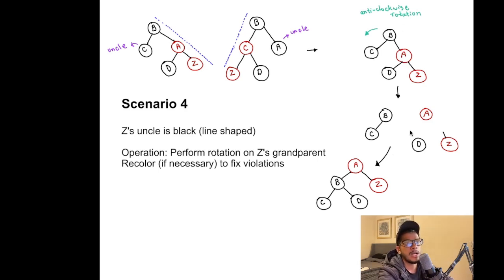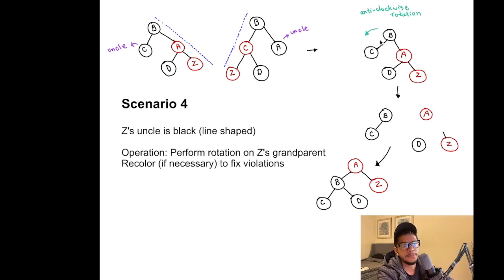Okay. Now, the main crux of scenario 4 is you have to understand how, when we perform a rotation on Z's grandparent, the nodes or the subtree break down into smaller clusters, smaller fragments, and then how they end up piecing together to form the final red black tree. Like, how does the self balancing happen?